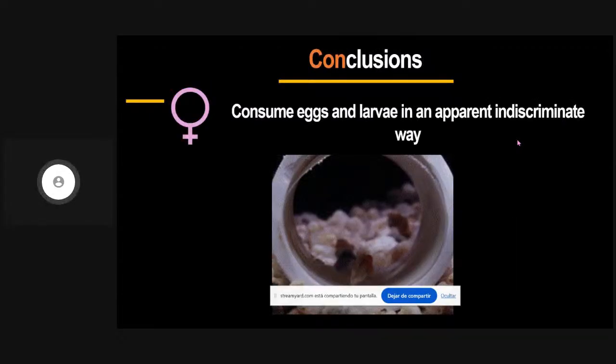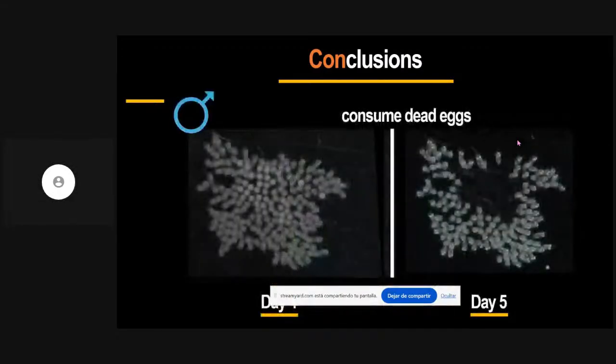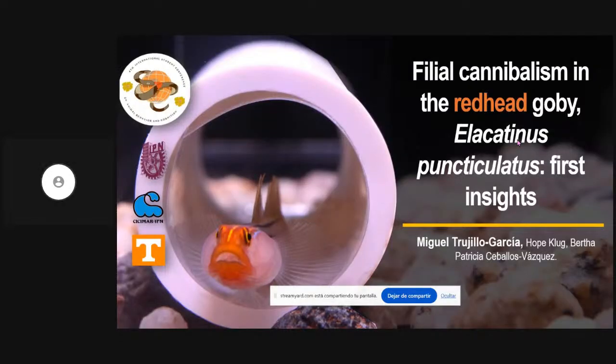And as conclusions, in this case, we can see that females consume eggs and larvae, apparently in an indiscriminate way, and males consume dead eggs, but some additional experiments are needed to clarify this situation. And an undergraduate student is going to perform another analysis in this sense, and he's going to evaluate some other hypotheses on filial cannibalism of males. Thank you very much.